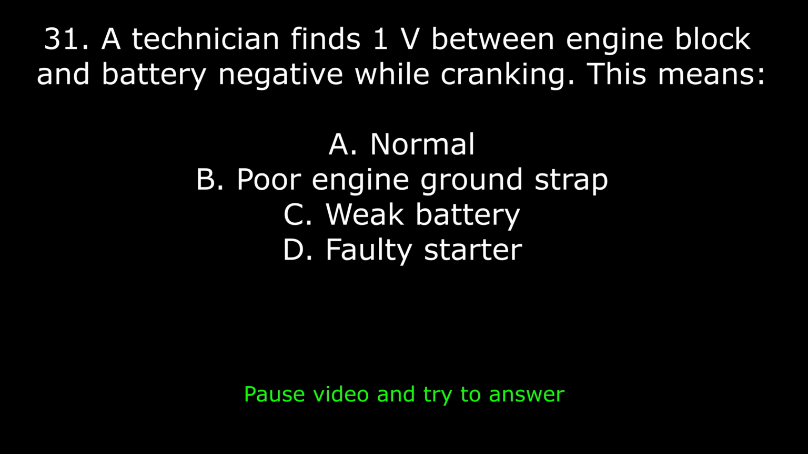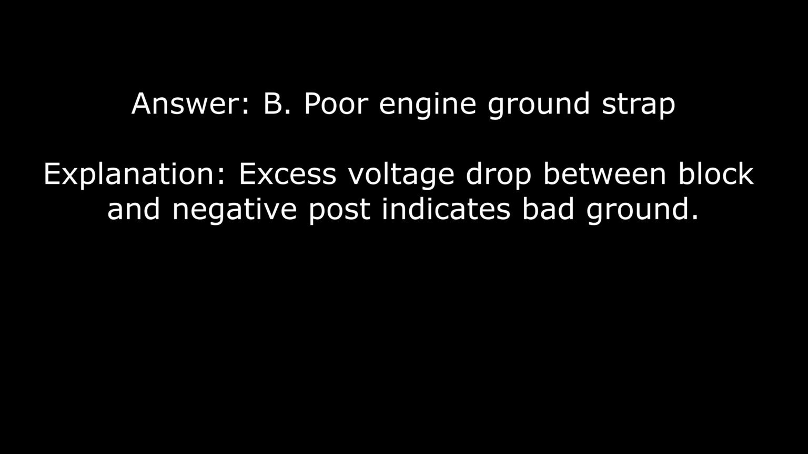31. A technician finds 1 volt between engine block and battery negative while cranking. This means A. Normal. B. Poor engine ground strap. C. Weak battery. D. Faulty starter. Answer is B. Poor engine ground strap. Explanation: excess voltage drop between block and negative post indicates bad ground.